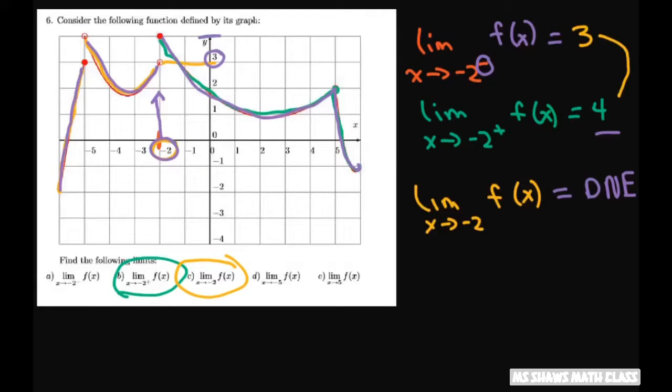If they asked you, which they aren't on this, but if they asked you what is f of -2, so just what is the y value there, you would have to say it's 4. All right? So that means this is not continuous in this area. Let's do the next one.